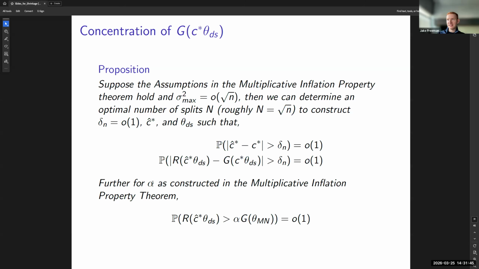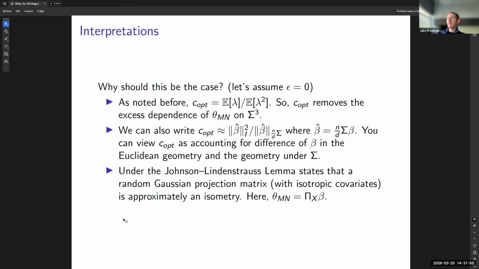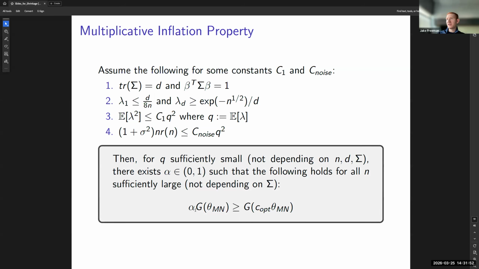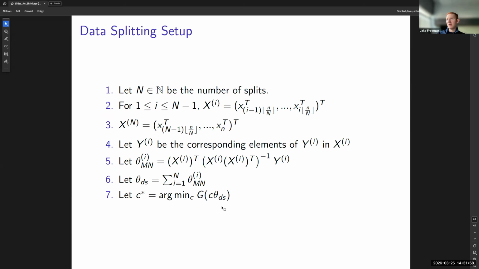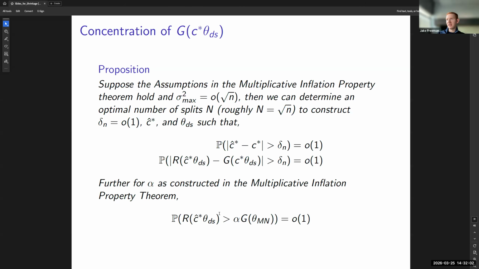And then if you recall, we had this alpha in our multiplicative inflation property theorem, which was sort of how well we could shrink our original generalization error. And we actually do obtain that in the limit. Essentially, in the limit, in probability, we on average will always beat the naive minimum norm interpolator estimate.